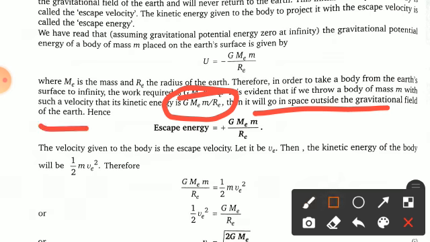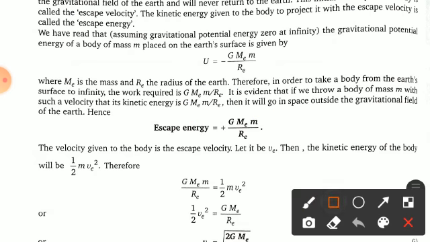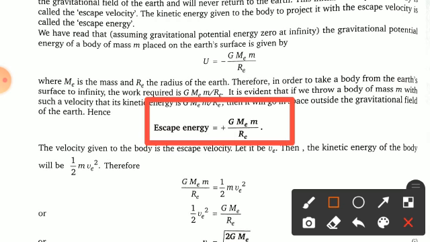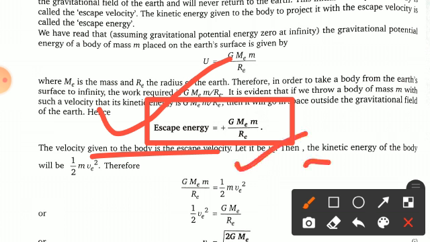So you can write this expression in this form: escape energy is equal to plus GMeM by Re. I hope you understand it. The velocity given to a body is the escape velocity. Clear? Let it be v, then the kinetic energy of the body comes out to be half m ve square.